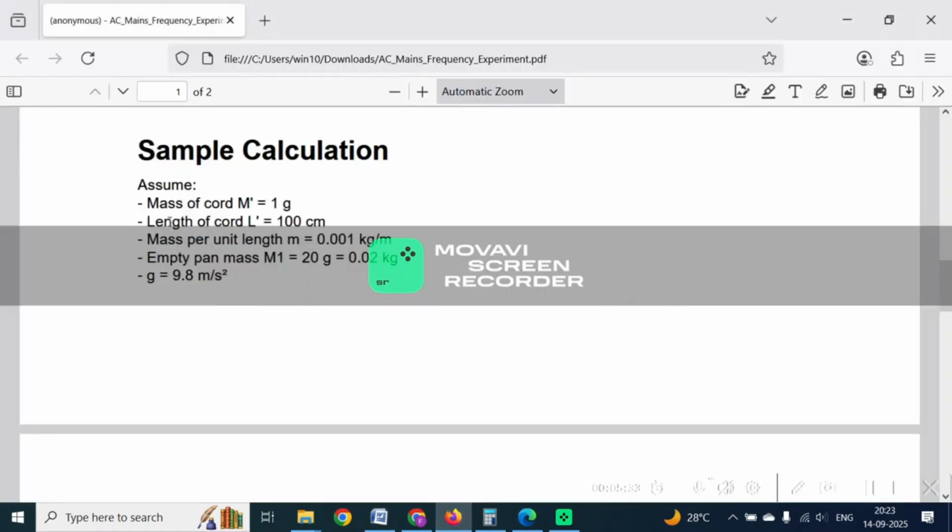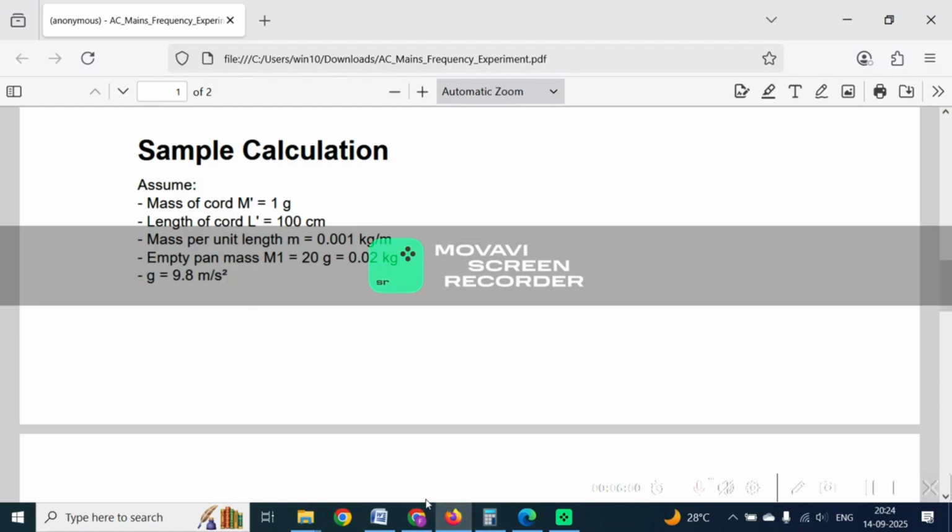So these 4 to 5 values are constant. We are not going to change these values further: the mass of the thread, the length of the thread, mass per unit length m, empty pen mass, and g, gravity. So the mass of the thread is 1 gram, that is constant.